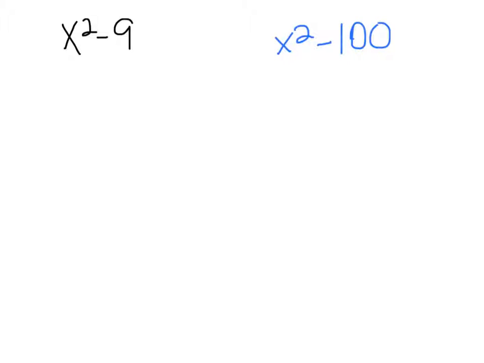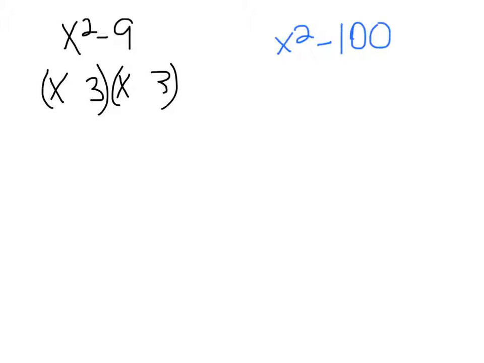Here are two more examples of the difference of two squares. Again, difference meaning there's a subtraction sign. Two squares meaning that each term has a whole number square root. Alright, and your linear term is eliminated. So when we do this, we're going to write our factoring symbols here. How do we get x squared? X and x. What is the square root of 9?